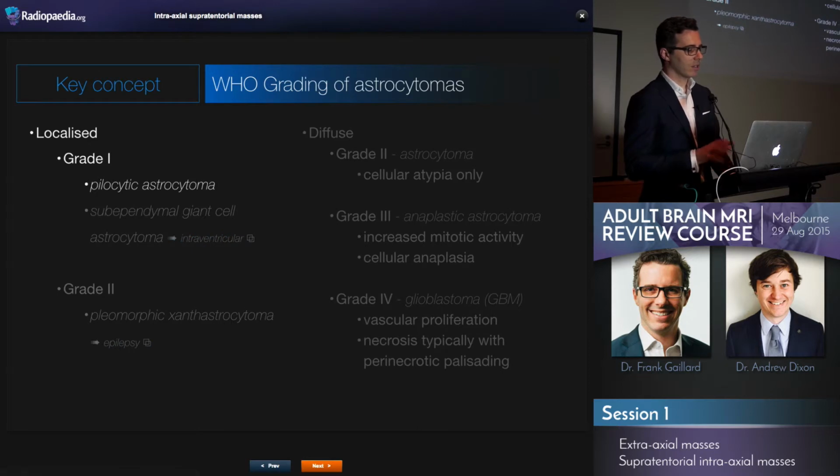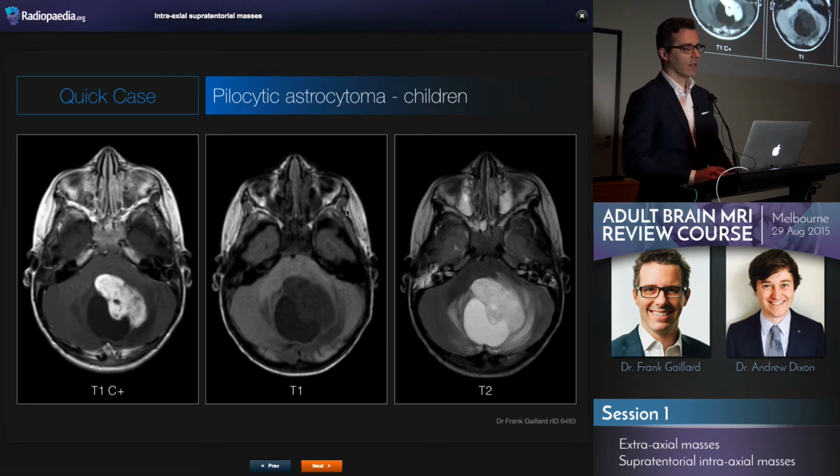So pilocytic astrocytoma is the only one that I'll talk about in this lecture. The other ones will come later today. We're used to thinking of them in children as being posterior fossa masses with a mural nodule and a cyst. And this is a very typical appearance in a child. No big flow voids, just a vividly enhancing nodule. And you can be fairly certain of the diagnosis.